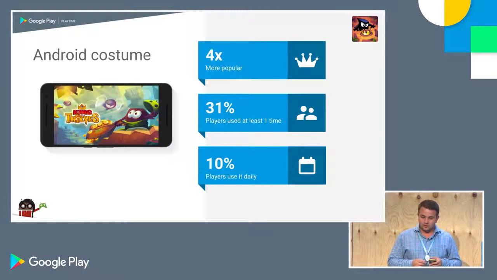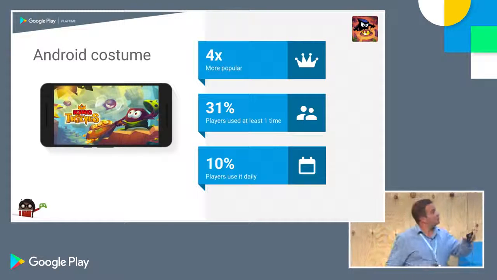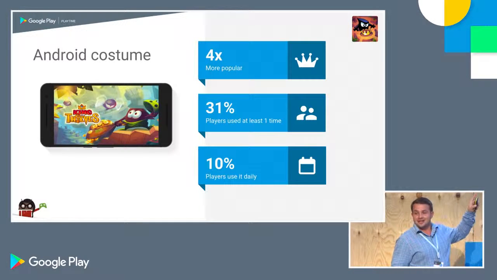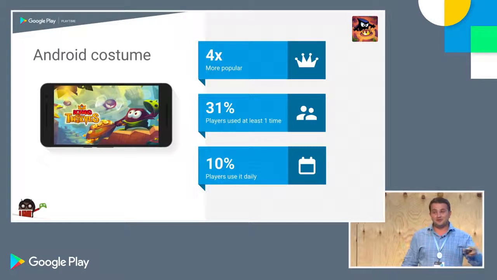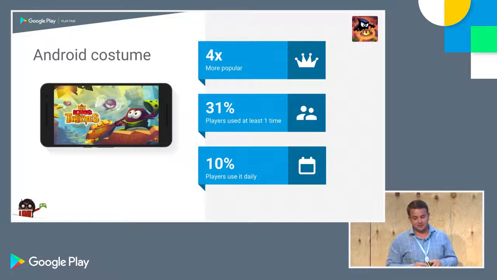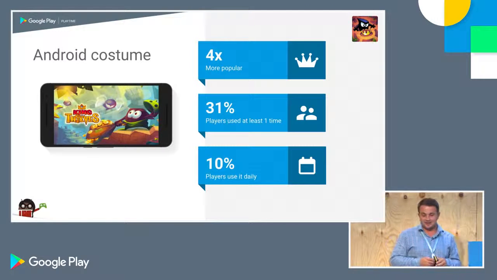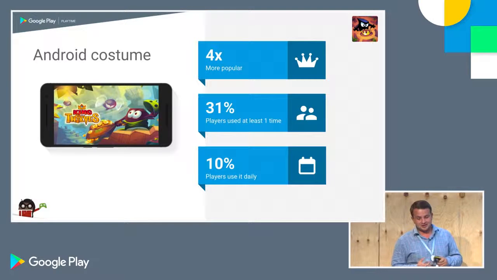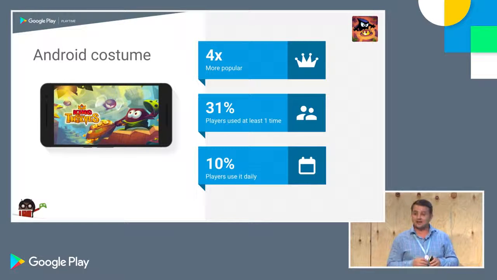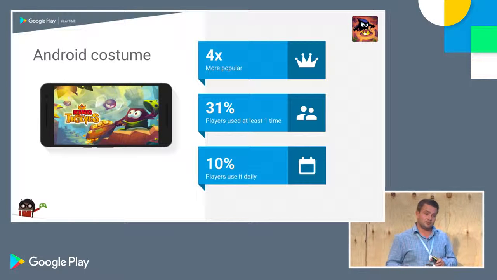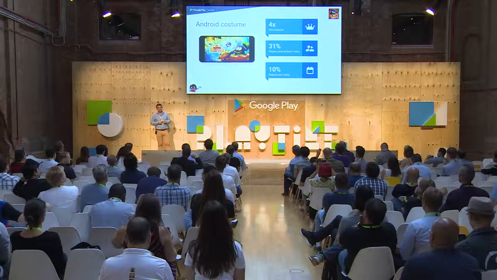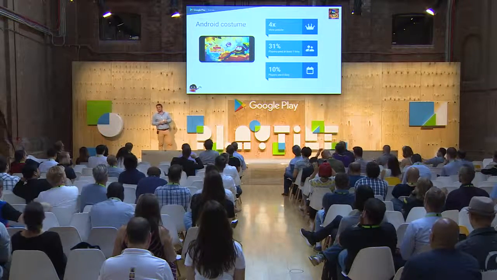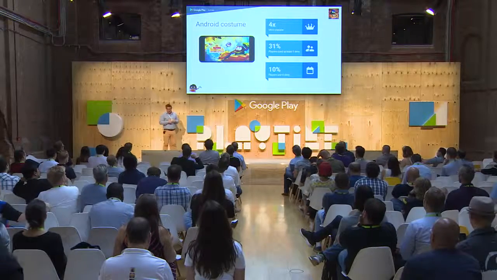The very last one, which I personally like, features a special Android skin that was added to the game and featured on the store through a banner. So here again, a good moment, good initiative, and good idea. The costume has become four times more popular than other costumes in the game. 31% of players who bought it use it at least once, and 10% of players are wearing it on a daily basis. Pretty cool, right?